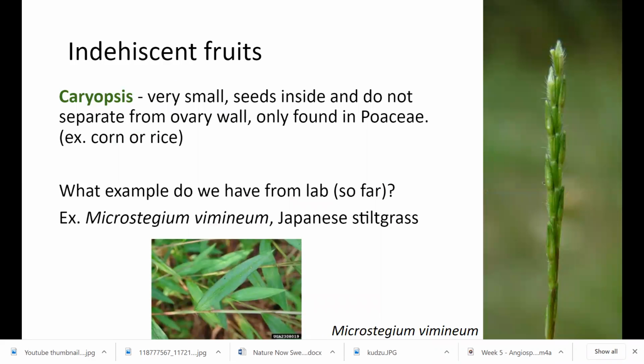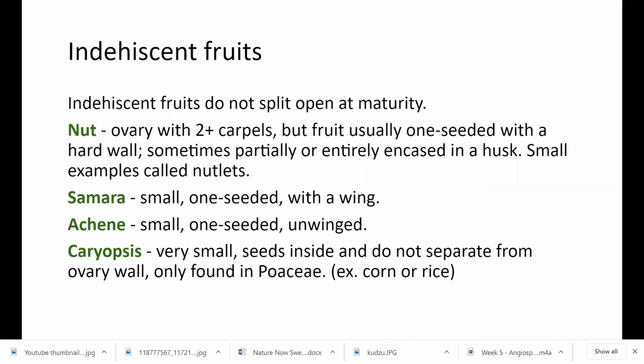And then we have a Caryopsis. So this is a very tiny seed that doesn't separate from the ovary wall. It's only found in the Poaceae family. We are not going to learn a lot of Poaceae or grass family species in dendrology, but corn or rice are good examples of those. And we have learned Microstegium vimineum, Japanese stilt grass. So it has a Caryopsis fruit, which is very, very tiny.